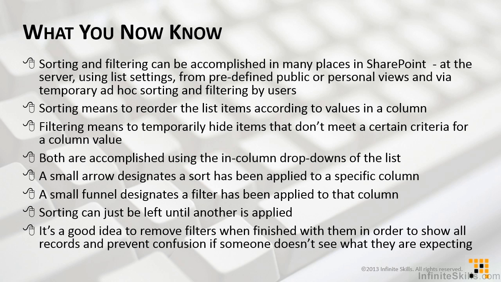What you now know is that sorting and filtering can be accomplished in many places in SharePoint: at the server, using list settings from predefined public or personal views, and via temporary ad hoc sorting and filtering by users, which is what we did. Sorting means to reorder the list items according to values in a column. Filtering means to temporarily hide items that don't meet our criteria for that column value. Both are accomplished using the in-column dropdowns of the list. A small arrow designates a sort has been applied to a specific column. A small funnel designates a filter has been applied to that column.